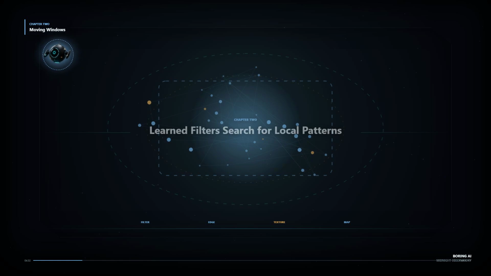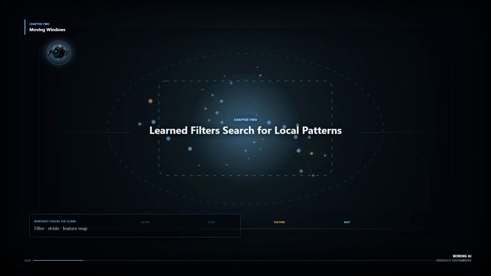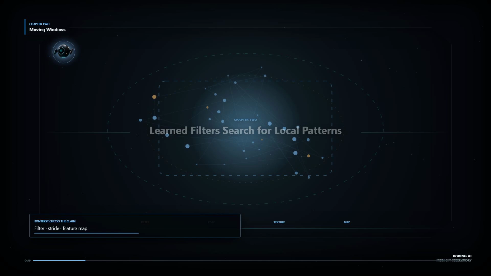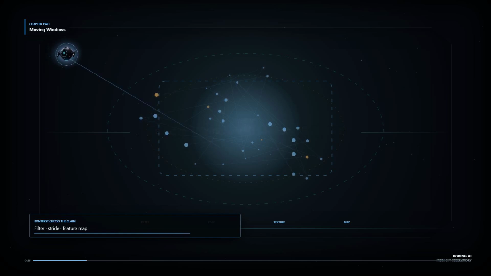Chapter 2. Windows moving across light. For many years, the defining tool of modern computer vision was the convolutional neural network. Its central operation can be imagined as a small window moving across the image. Inside that window is a learned filter, a compact set of weights.